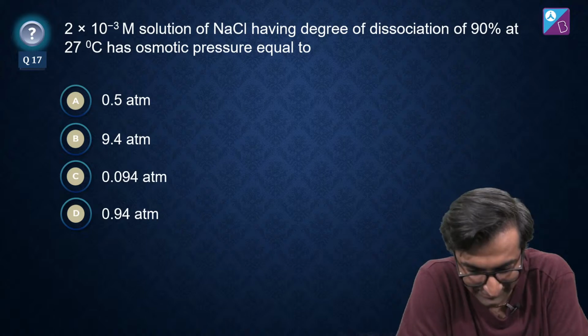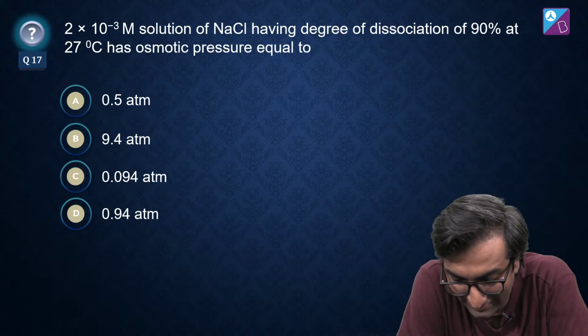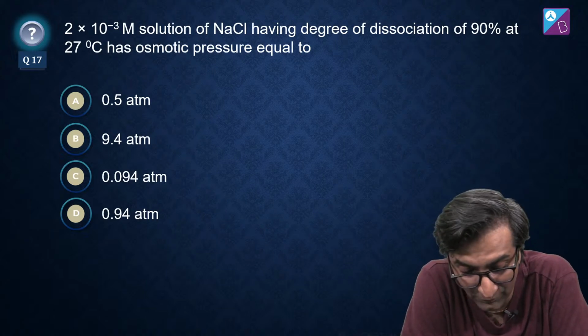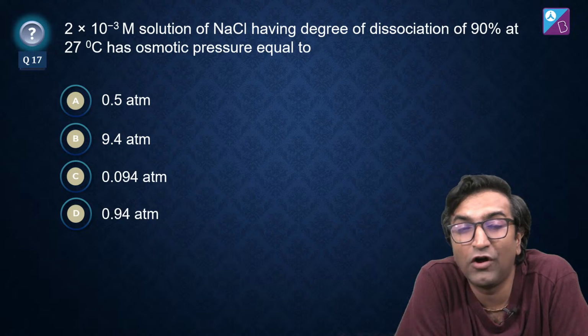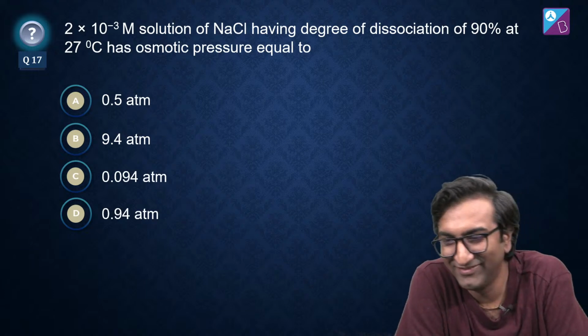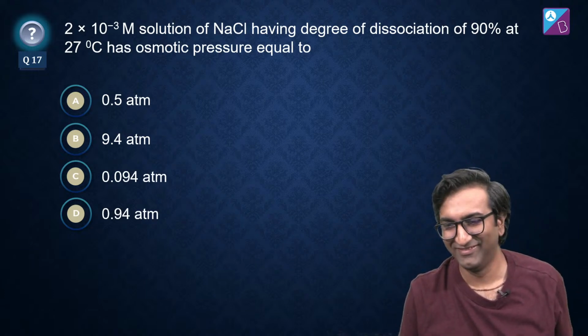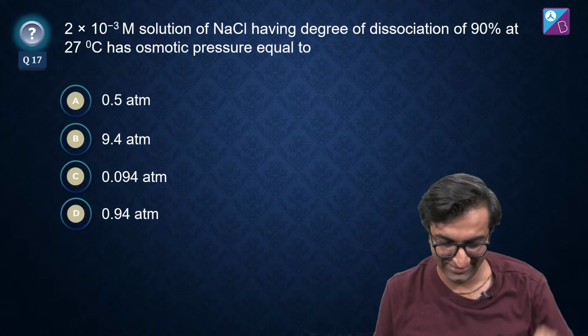2 into 10 power minus 3 molar solution of NaCl that has a degree of dissociation of 90% at 27 degrees Celsius has osmotic pressure equal to what? What do you think? Yeah, वो वाला तो एंड होना चाहिए था. ठीक है.